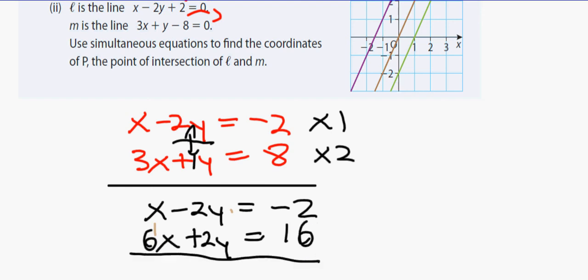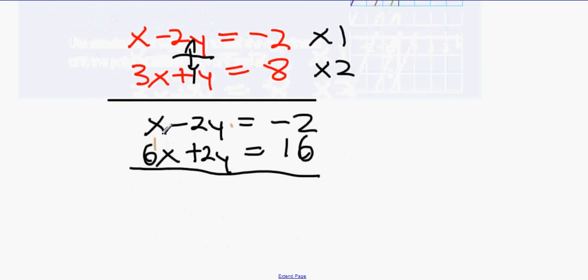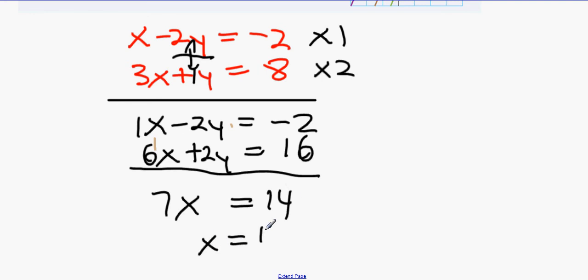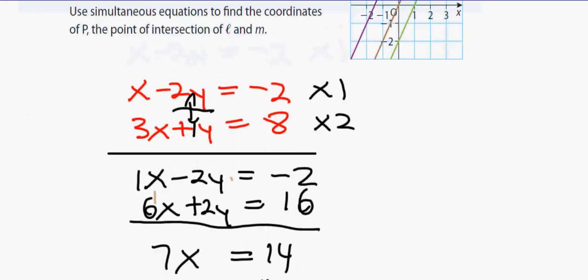Then we're going to cross it over. We're going to put our line down. 1x plus 6x is 7x. Minus 2y plus 2y is 0y. 16 minus 2 is 14. X equals 14 divided by 7. X equals 2.